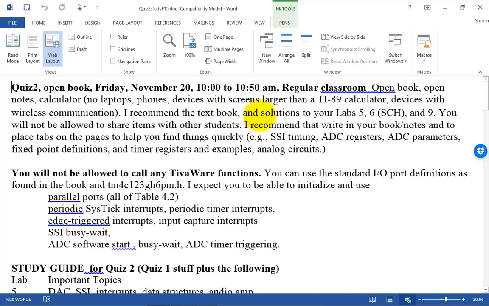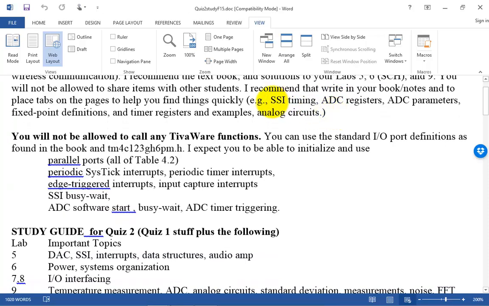You may bring it. I would suggest you print out your SCH files for 5, 6, and 9 because the exam is over 5, 6, 7, 8, and 9, and I'm liable to assume you know how to do lab. There are certain things that you can sort of guess what I might ask. SSI, A to D, fixed point, timers, and analog circuits. I want to spend most of my time on analog circuits today.